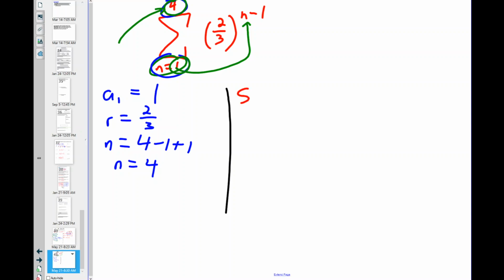So the sum of these 4 numbers is equal to, what's the first amount? Yeah, we said the first amount was going to be 1. So you don't even really need to write it, because 1 times anything is itself. So we'll write 1 minus the common ratio, which is 2/3, to the power of 4 over 1 minus 2/3. It's a lot of fractions, huh?